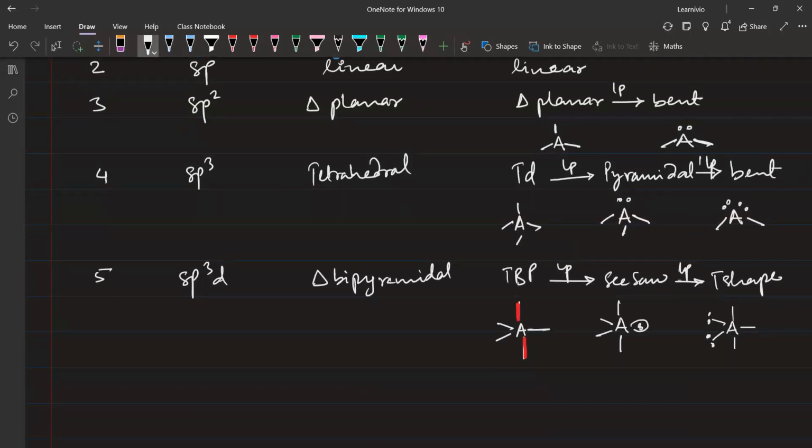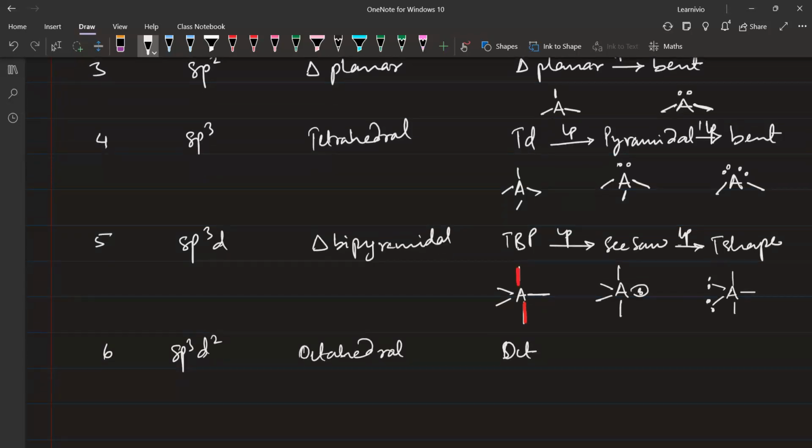Next आप देखिए 6. 6 में hybridization is sp3d2. Shape is octahedral. Here each and every bond is same. Octahedral is completely symmetrical. So here I will write OCT, and for A I will show it like this.